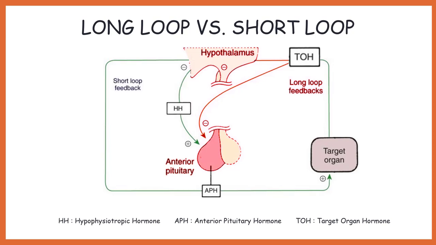On the other hand, the short loop feedback system has a direct negative feedback inhibition to the synthesis or secretion of the related hypothalamic hormones.